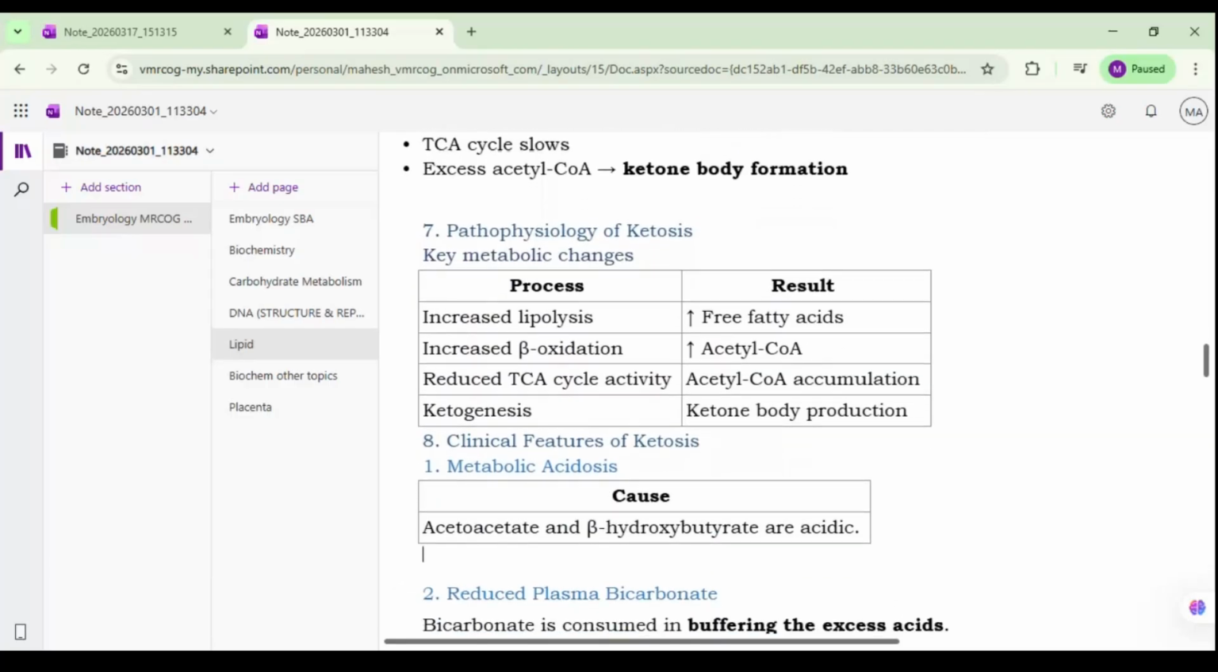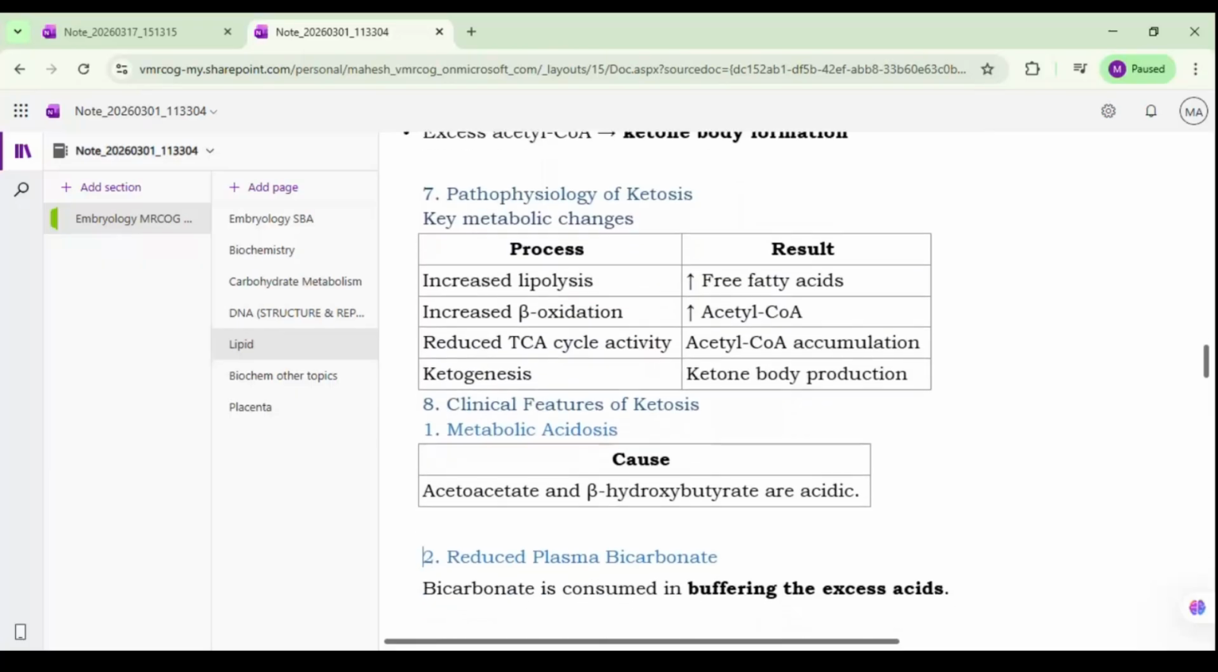Okay, so what is the pathophysiology of ketosis? Increased lipolysis, increased free fatty acids, increased beta oxidation leading to increased acetyl-CoA, reduced TCA cycle activity, so acetyl-CoA will get accumulated, leading to ketogenesis and ketone body production.